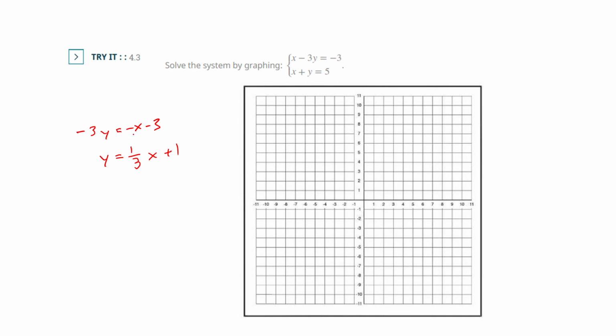So I divided this entire right side by -3. It's got to go into both of these. Okay, now let's graph this. I intersect at 1. My slope is up 1 over 3. Up 1 over 3.